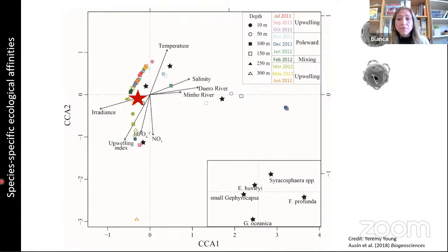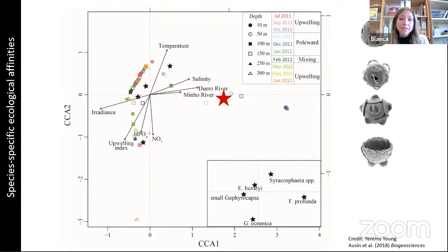So despite the common affinity of Emiliania huxleyi and small Gephyrocapsa for the upwelling regime, they seem to have a distinct preference for different stages of the upwelling event. Gephyrocapsa oceanica shows a clear preference for colder, high nutrient waters during the upwelling season. We can see here that it's located very close to these nutrient arrows and also the upwelling index, but very far away, at the opposite sense of the temperature gradient.